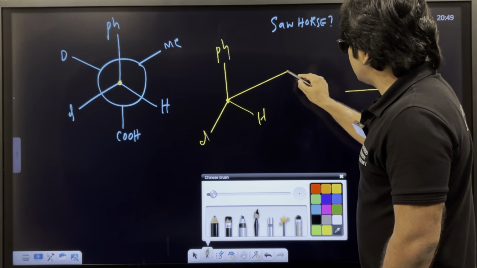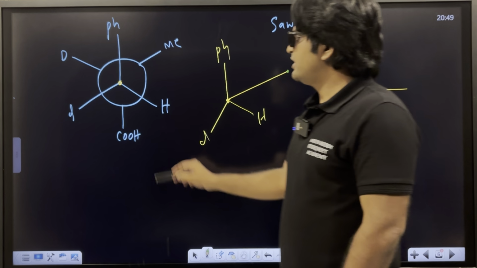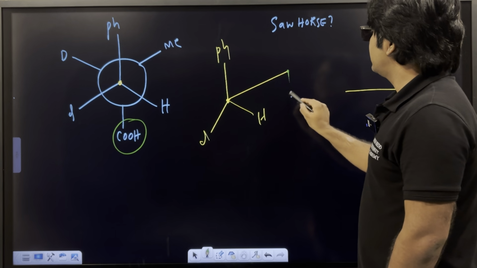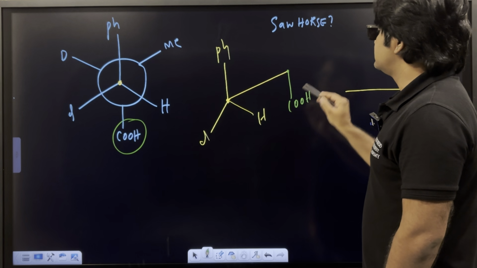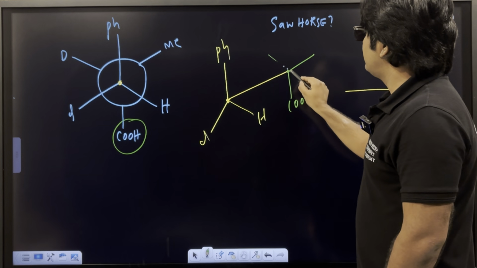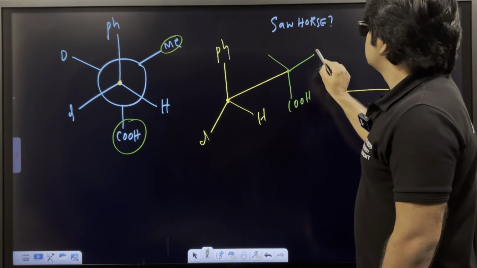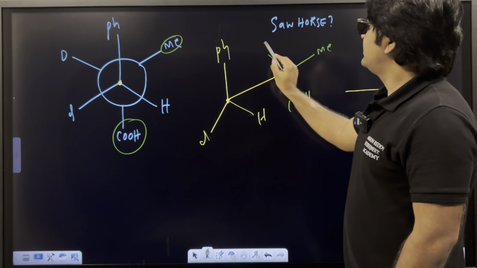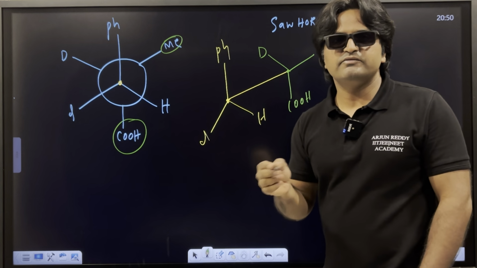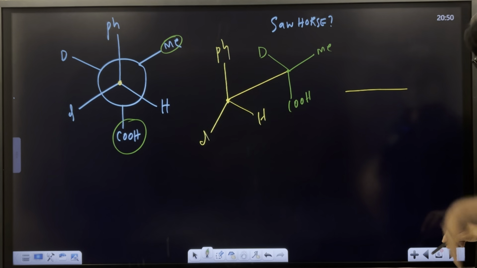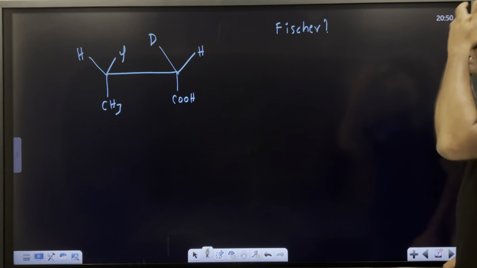Now this is my back carbon atom. At the back carbon atom, what is the appearance of COOH? Just down. Simply write like this, COOH. Next, here you write in the form of a Y. Okay. And which is on the right side? Methyl. Simply write like this, methyl. And on the left side? Deuterium. That is the way of converting Newman to Sawhorse. Newman to Sawhorse. Yeah, next one.